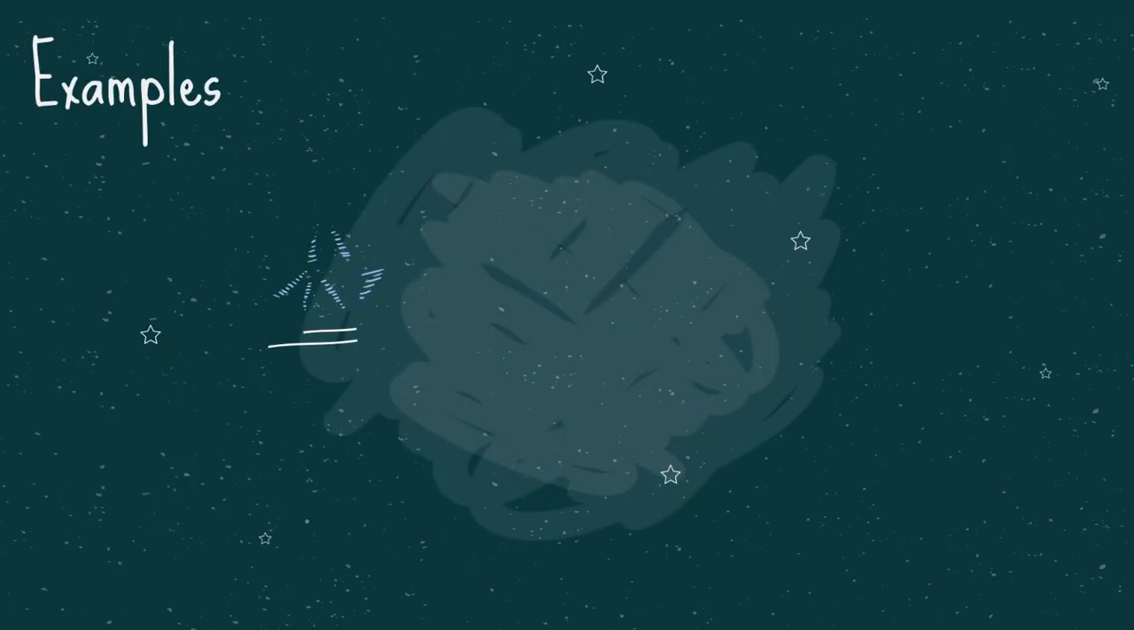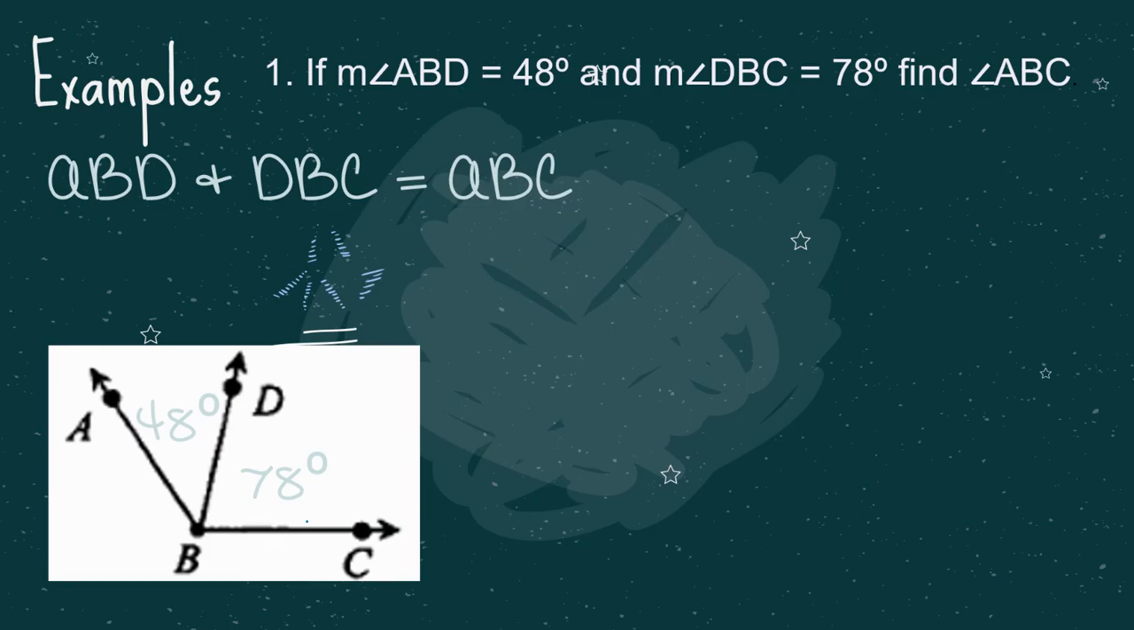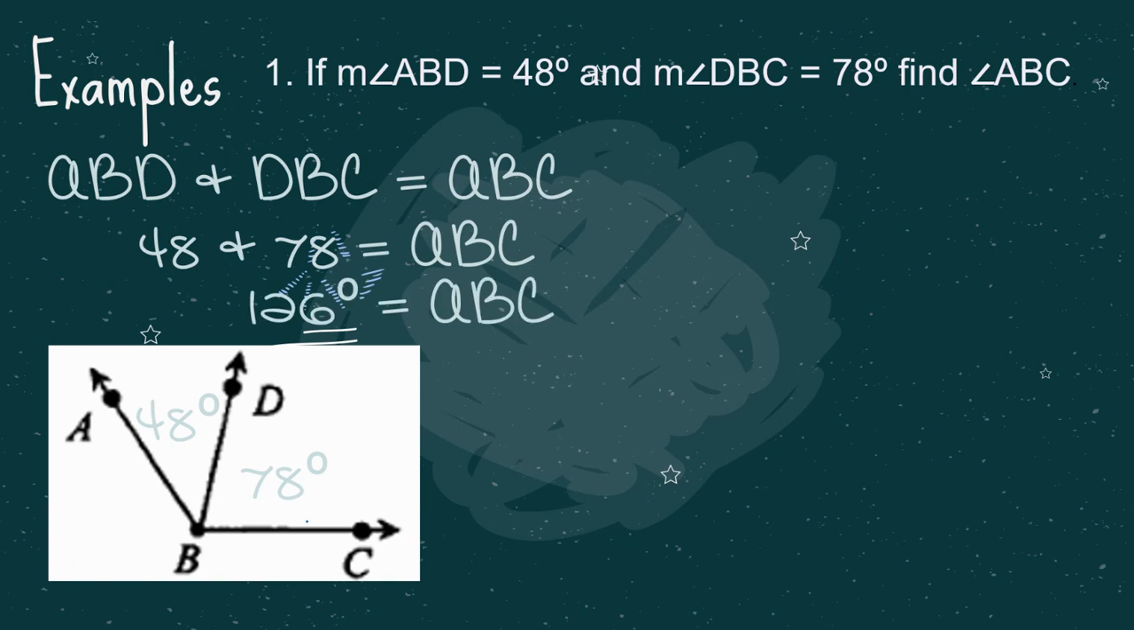Okay, quickly, let's look at some examples. We've got our angles, and here's what our problem says. Angle ABD is 48 degrees. DBC is 78. Let's find the total of ABC. Label your angles, 48 and 78. Our postulate says that ABD plus DBC equals, that's a lot of letters, guys, ABC. Basically, one angle plus the other angle equals the big angle. So 48 plus 78 equals our ABC. Our ABC totals 126 degrees.